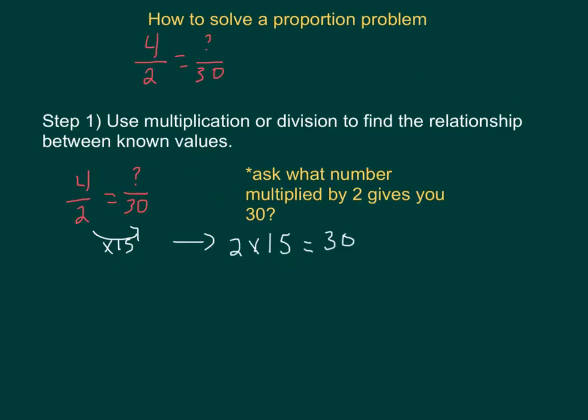So how do we solve a proportion problem? Well, our example right now will be 4 over 2 equals something over 30. There's a couple of steps to solving these problems, and step 1 says to use multiplication or division to find the relationship between the known values. What I mean by that is, we know the denominator of both fractions. We know this one's 2 and this one's 30. So using what we said before, all we have to do is ask ourselves, what number multiplied by 2 gives us 30, right? 2 times what gives us 30? Well, when we do some trial and error, we could say, okay, 2 times 15 will give us 30. So what we're going to do is 2 times 15.